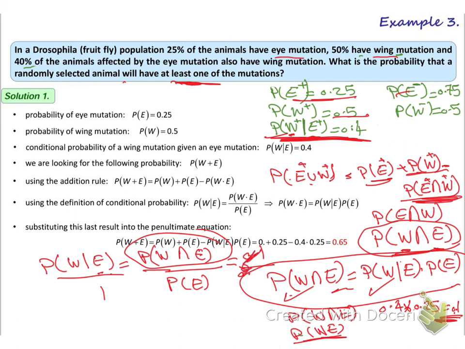So I have to use it here. Probability of E equals 0.25, plus probability of W, 0.5, minus the probability of the intersection, which is 0.1. So 0.25 plus 0.5 is 0.75, minus 0.1 equals 0.65. And this is the answer which I have here. I hope that it is clear.